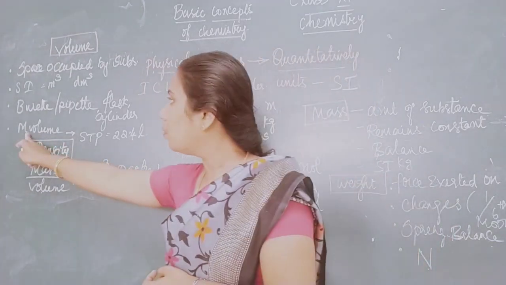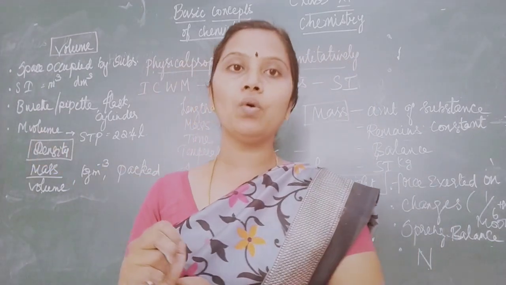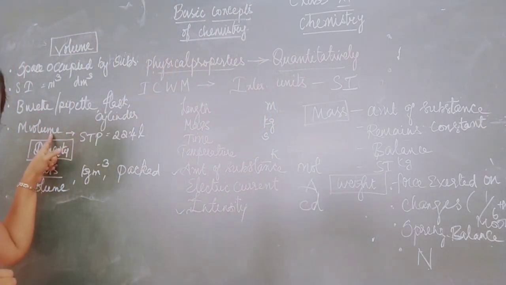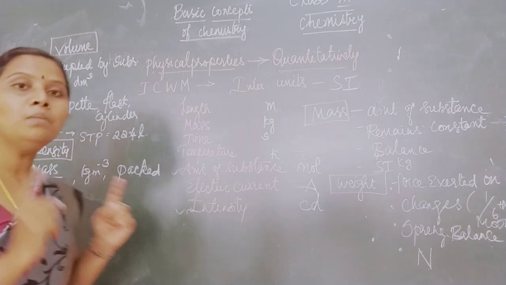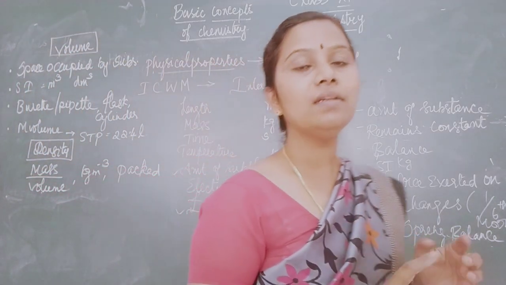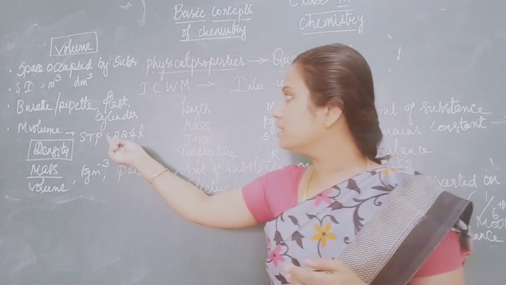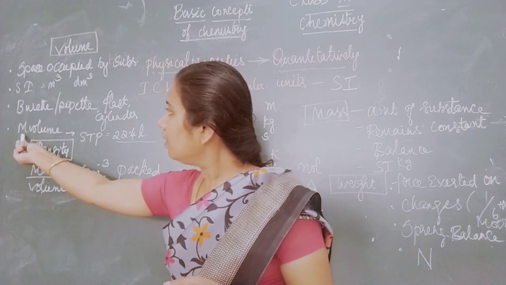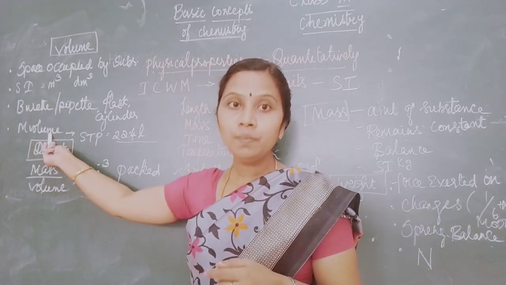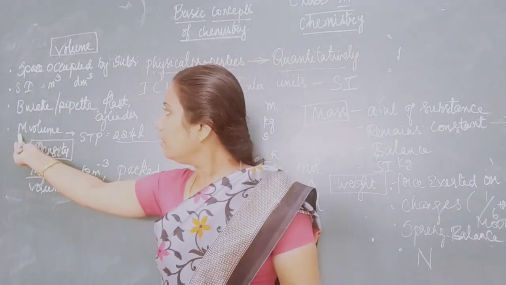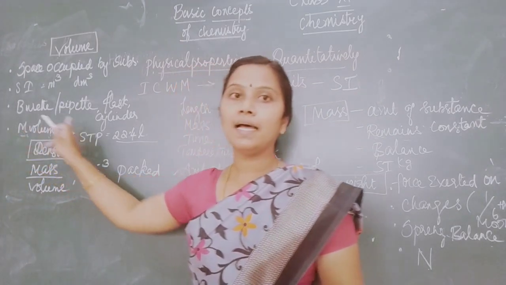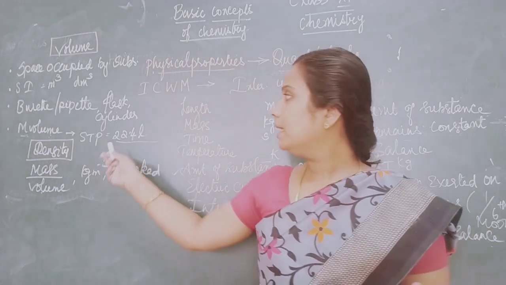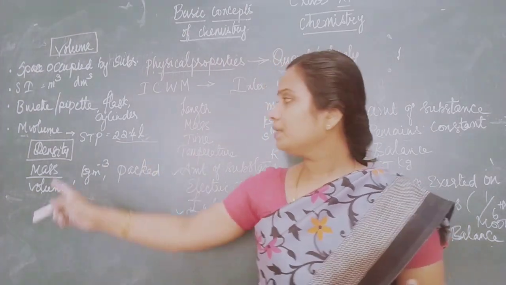Now what is molar volume? Molar volume is nothing but the volume exerted by 1 mole of a substance at standard conditions of temperature and pressure. This is a constant value. What is molar volume? The volume exerted by 1 mole of a substance at standard conditions of temperature and pressure is a constant value. It is 22.4 liters.